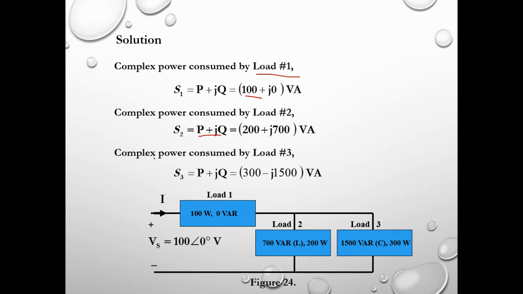volt-amperes. Now the complex power consumed by load number 3. S equals P plus jQ. So here, you can also pick from here. This is the P, and this is the Q. All right, this is the Q and this is the P of load number 3.